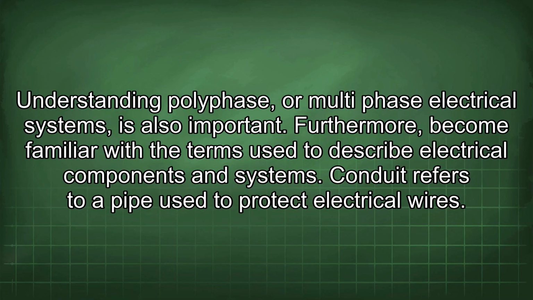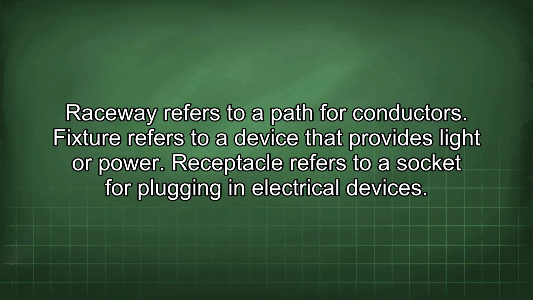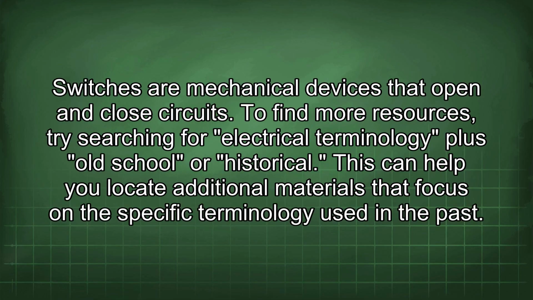Furthermore, become familiar with the terms used to describe electrical components and systems. Conduit refers to a pipe used to protect electrical wires. Raceway refers to a path for conductors. Fixture refers to a device that provides light or power. Receptacle refers to a socket for plugging in electrical devices. Switches are mechanical devices that open and close circuits.